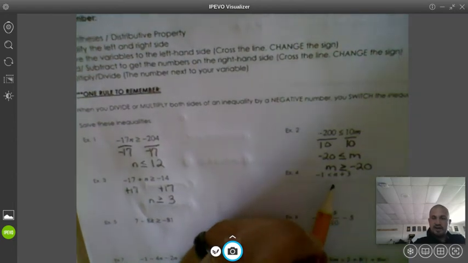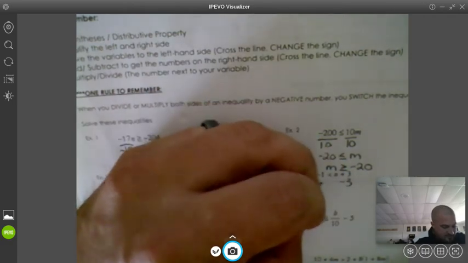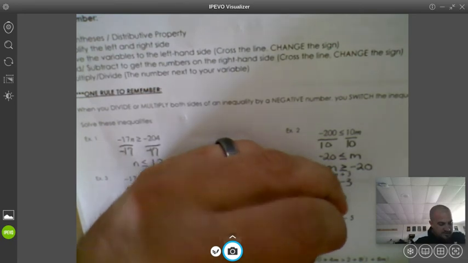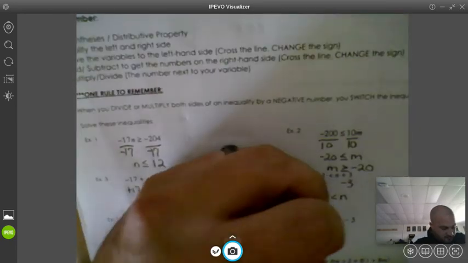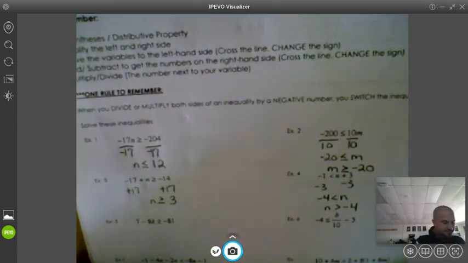Over here, I have n plus 3 is greater than negative 1. So I'm going to subtract 3 to get n by itself. Negative 1 minus 3 is negative 4. So negative 4 is less than n. Remember, my variable's on the right side. I want it to be on the left. So n is greater than negative 4.